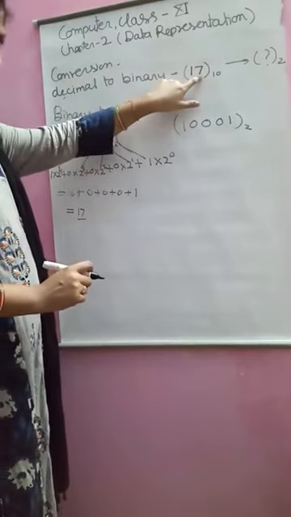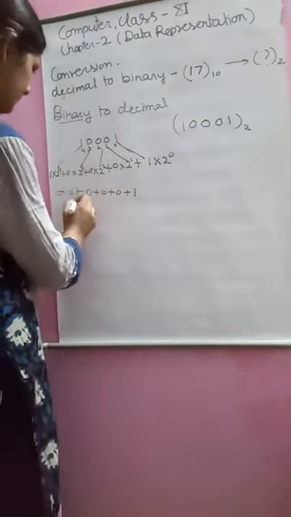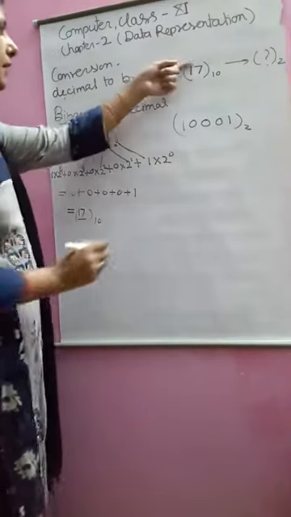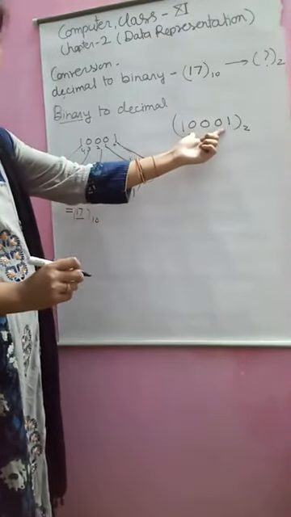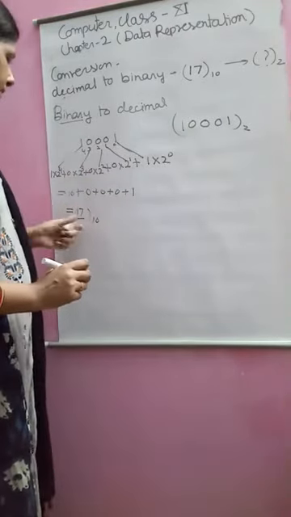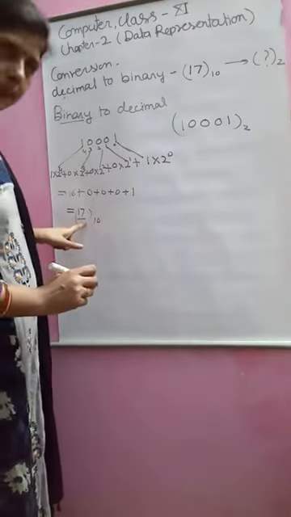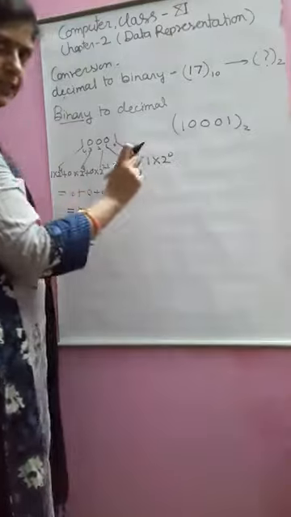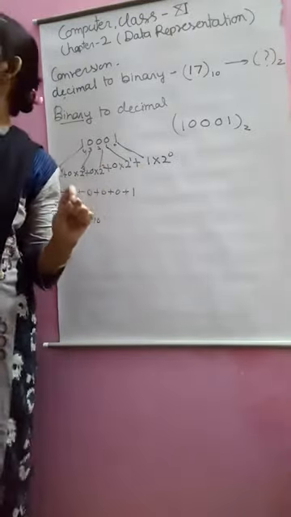We started with 17 in base 10. We converted it to binary, and we achieved this binary number. Then we went back to decimal and got the same number, which means the conversion is correct.